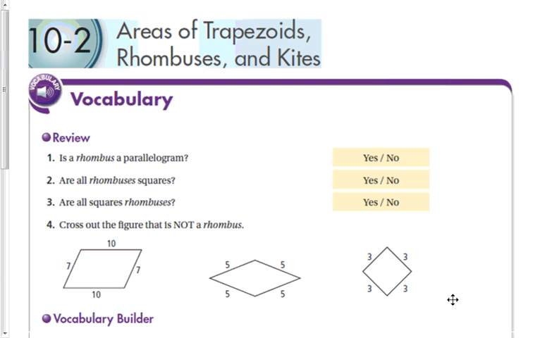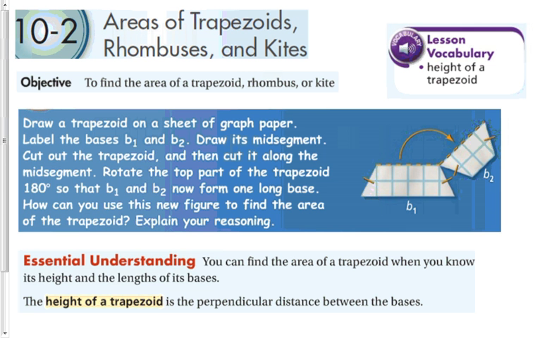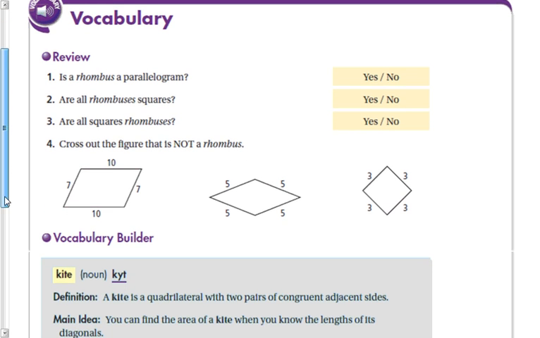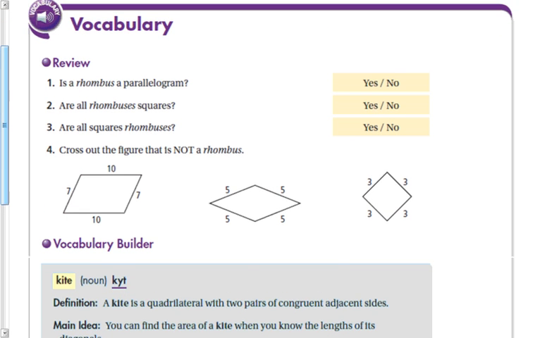Hey students, this is lesson 10.2. In this lesson we're going to learn how to find the area of a trapezoid, a rhombus, or a kite. Go ahead and do the review to make sure you remember what those are, and I'll check back with you.